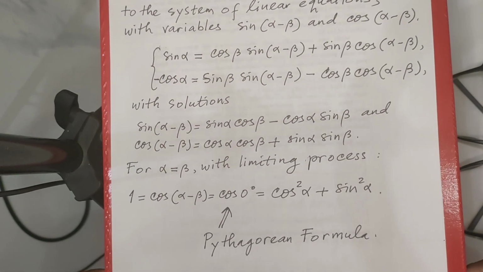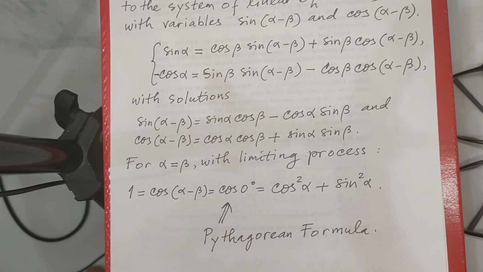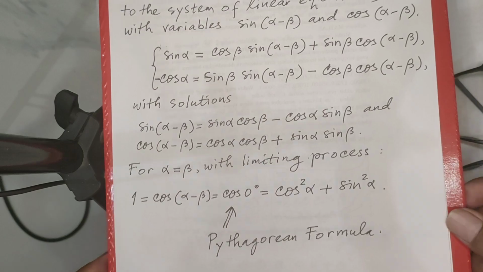Now again we use the limiting process. If alpha is near beta, exactly alpha equal to beta, then we already have our Pythagorean formula. But now from the cosine of alpha minus beta, again we have a second way to prove the Pythagorean formula.